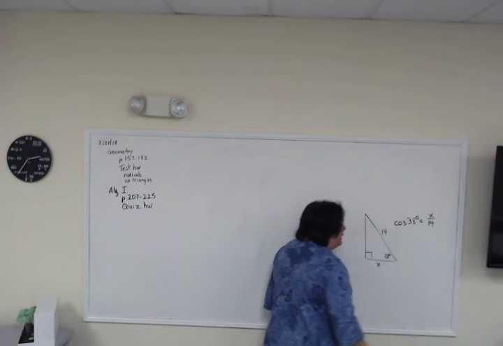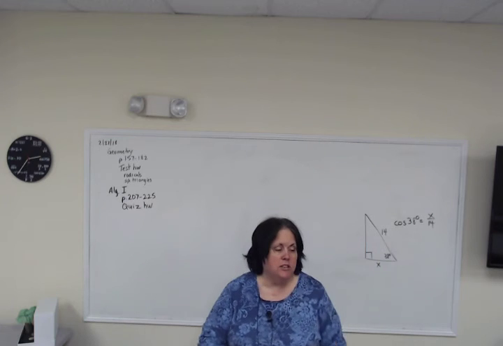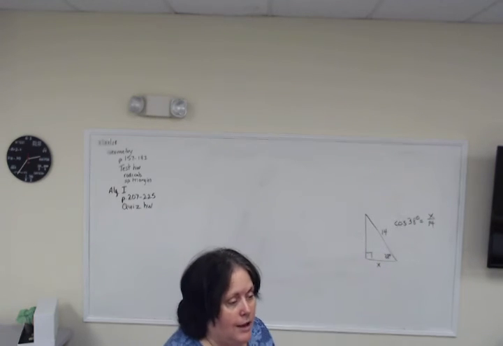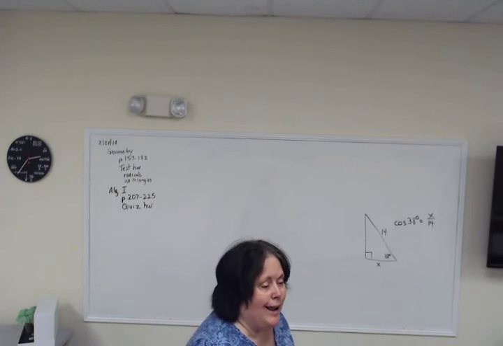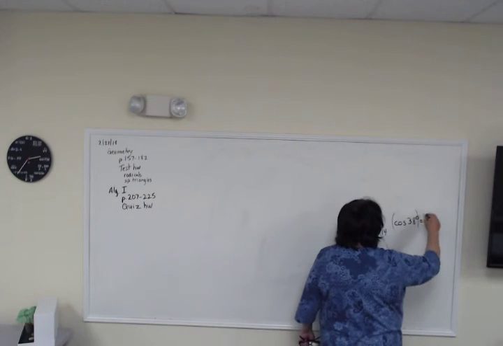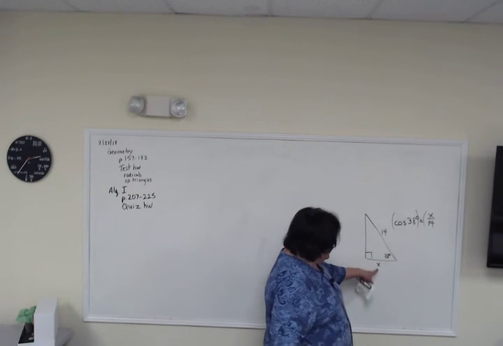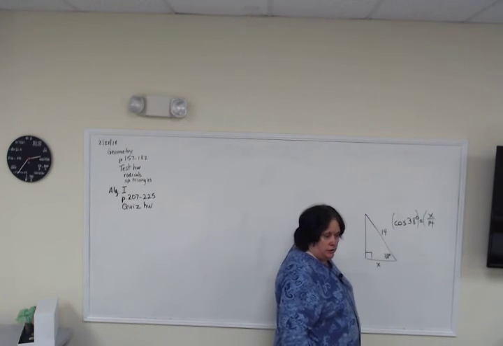Adjacent over hypotenuse. Now you see my variable is in a different place, isn't it? Now it's in the numerator. How do I solve this? How do I get x alone? Adjacent over hypotenuse, you see? It has to be like that.